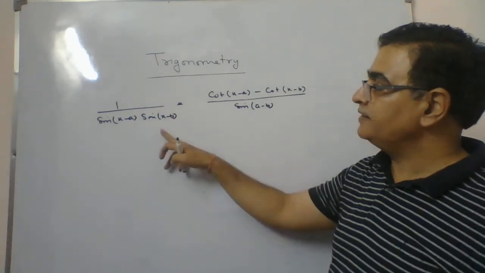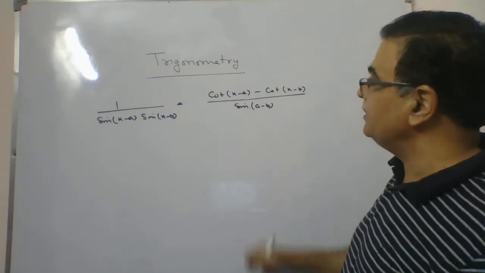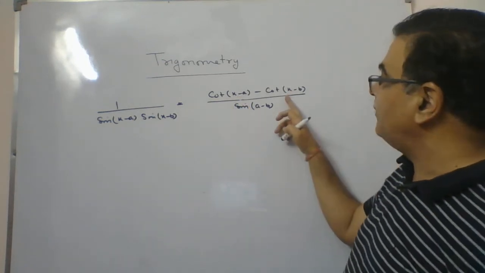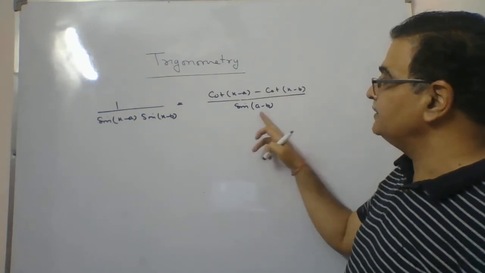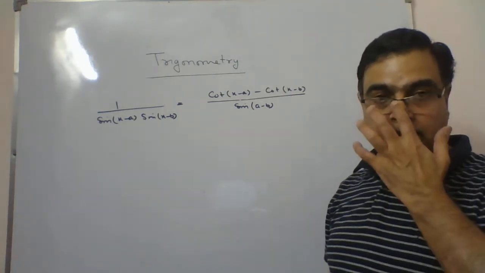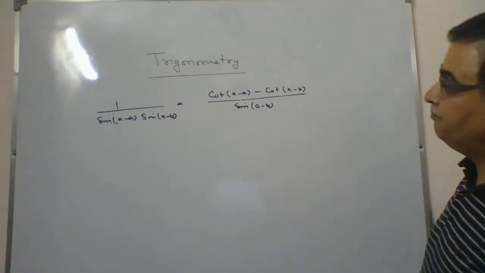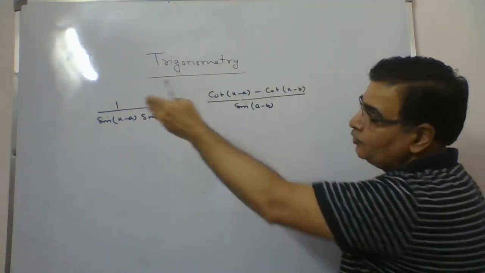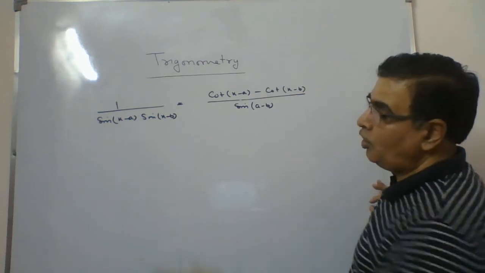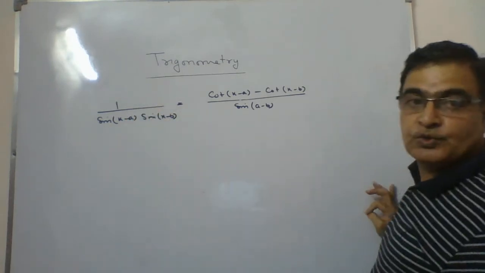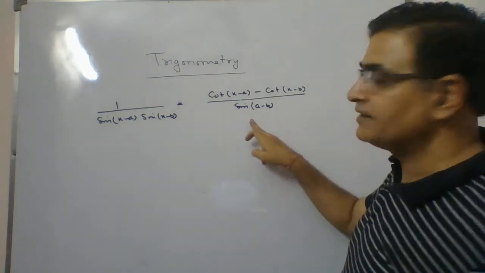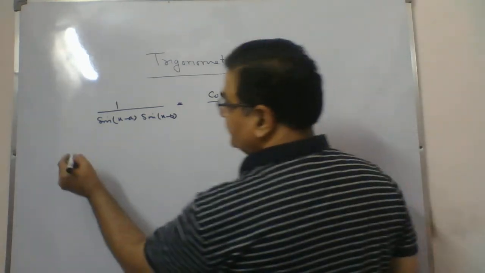1 by sine x minus a into sine x minus b. We have to prove this as cot of x minus a minus cot of x minus b by sine a minus b. And in this question, one option is either use this side and solve it, you will get that result. Or you start from that side, then also you can get it. This question I'll do by both the ways. First I'll start with this, that is right hand side.